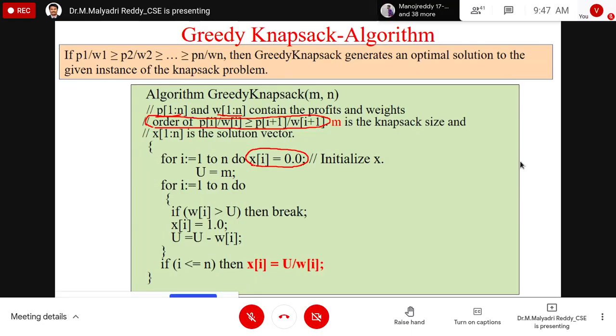Initially no object is selected. So initially x value is 0 for all. Okay, sir. So that is why m is nothing but bag capacity assigned to the u, right? Yes, sir. Okay. This is the initialization process.